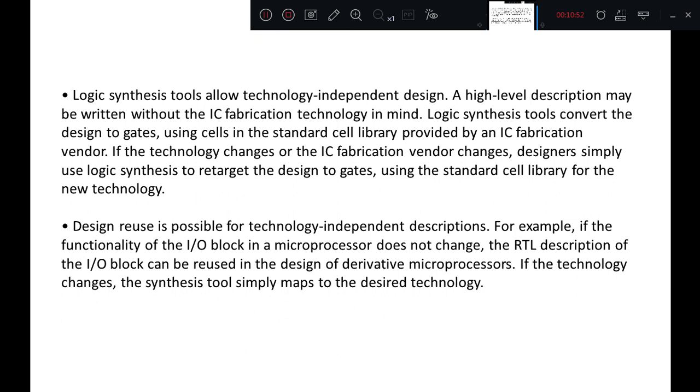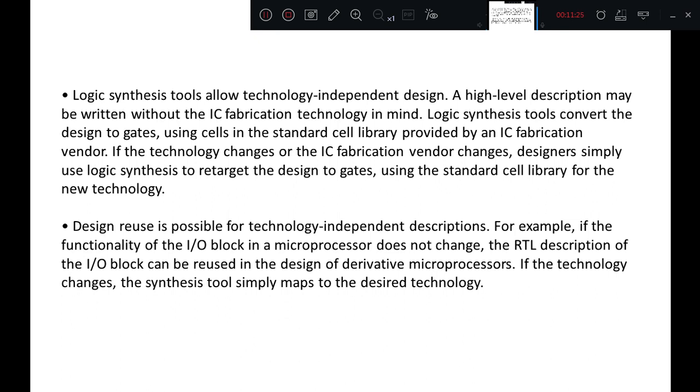A high level description may be written without the IC fabrication technology in mind. Logic synthesis tools convert the design to gates using cells in the standard cell library provided by an IC fabrication vendor. If the technology changes or the IC fabrication vendor changes, the designer simply uses logic synthesis to retarget the design to gates using the standard cell library for the new technology.